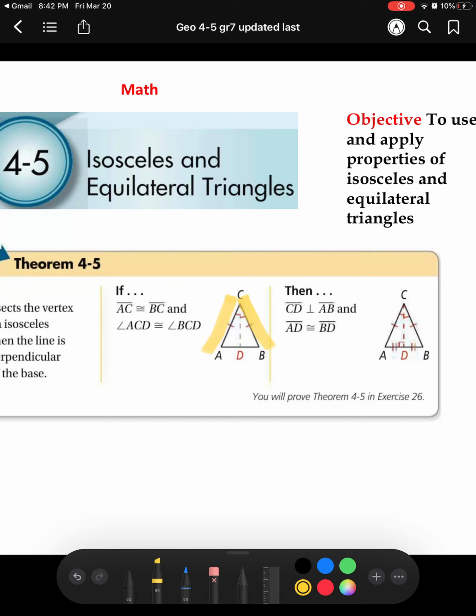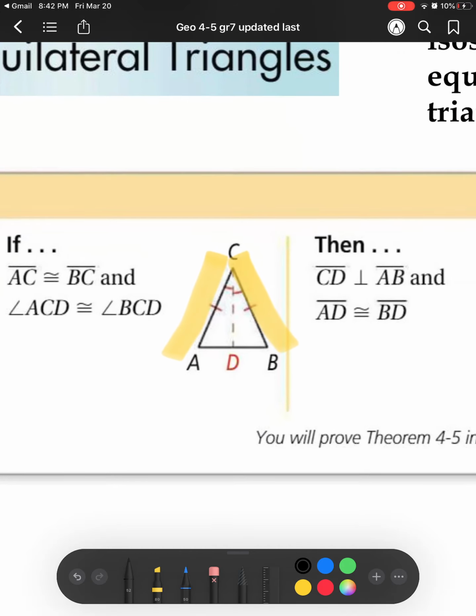So AC is congruent to BC, and ACD is congruent to BCD. Where's ACD? Here. Congruent to BCD. So did he speak about the base angles? No. He said that I can understand that this is an isosceles triangle by marking that CA equals CB, and the vertex angle is divided into two parts, and these parts are congruent. So ACD is congruent to DCB. Okay, what is the result?